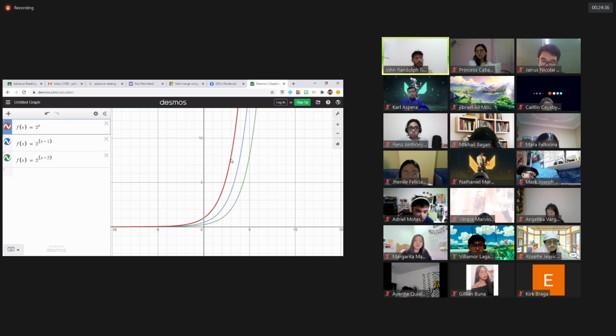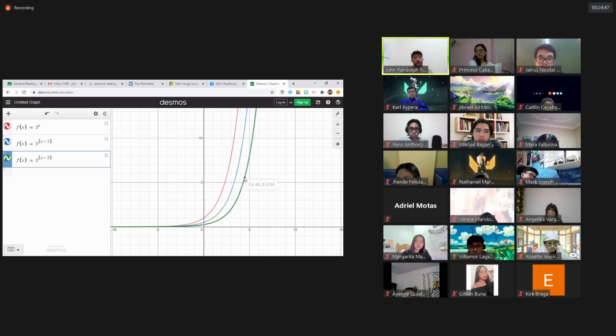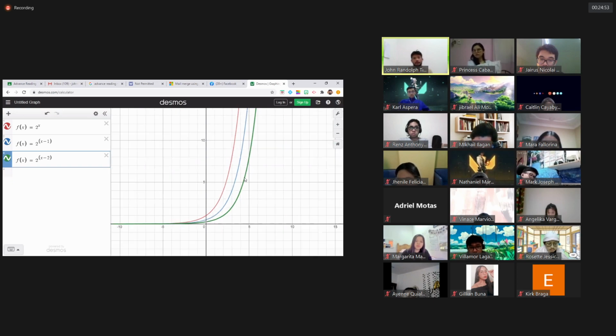Look at here, this is the graph for your equation f of x equals 2 to the power of x. This is the graph for your equation f of x equals 2 to the power of x minus 1, and this is the graph for your equation f of x equals 2 to the power of x minus 2. Now, what can you say about these graphs? What can you say about their position? Look at the distance between the two. What can you say about its position? Negative 0.5 on the y, 2 units.